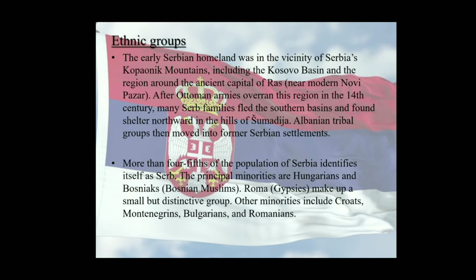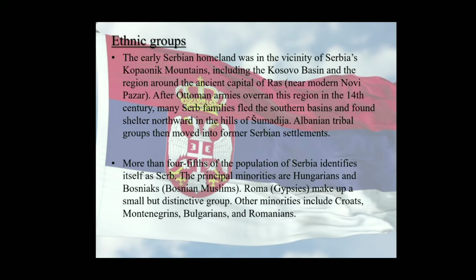Ethnic groups. The early Serbian homeland was in the vicinity of Serbia's Kopaonik Mountains, including the Kosovo Basin and the region around the ancient capital of Ras. After Ottoman armies overran this region in the 14th century, many Serb families fled to the southern basins and found shelter northward in the hills of Šumadija. Albanian tribal groups then moved into former Serbian settlements.